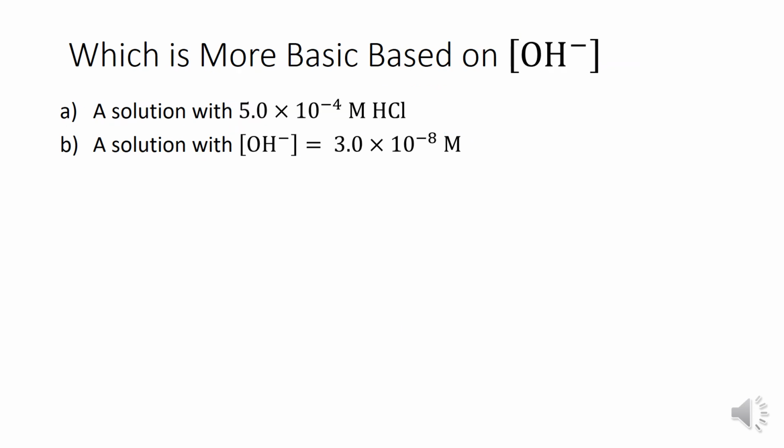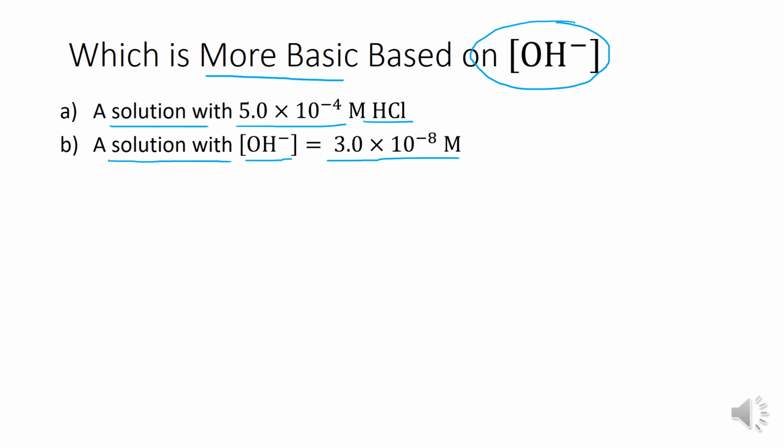This time we have to determine which solution is more basic, based on the hydroxide ion concentration. First, we have a solution with 5 times 10 to the negative 4 molarity hydrochloric acid, and another solution with a hydroxide ion concentration equal to 3 times 10 to the negative 8 molarity. Since we have to compare the two solutions based on the hydroxide ion concentration, we don't have to do anything to the second solution, right? Because we already have this one.